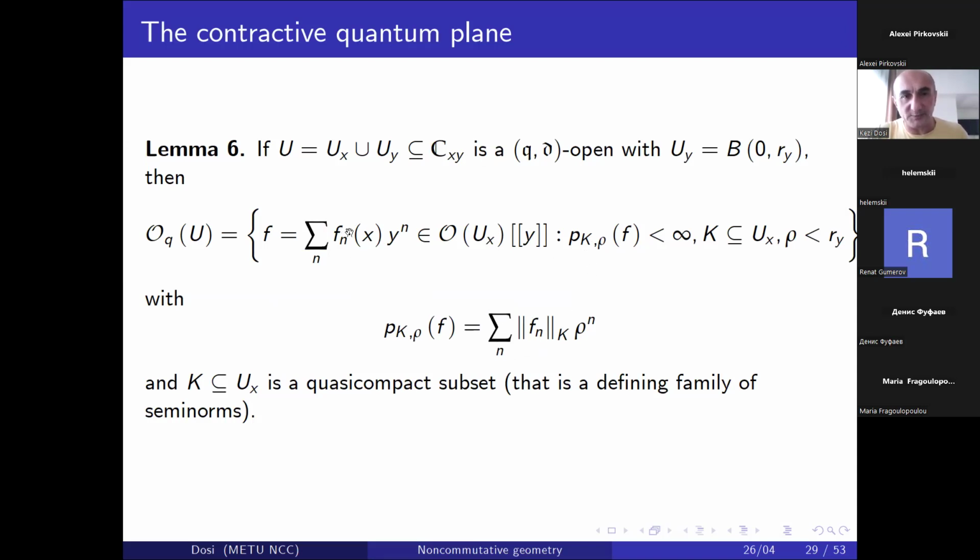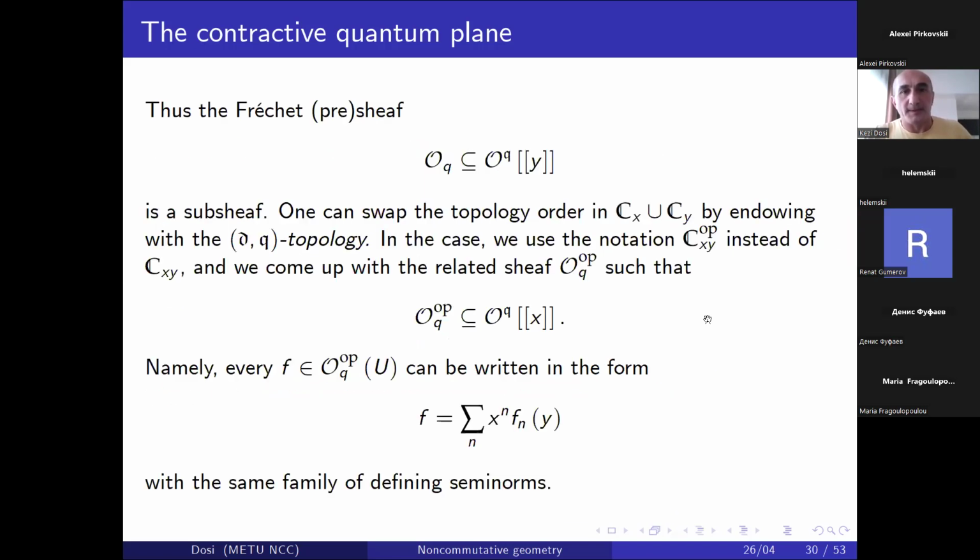So what you're doing here, for this one, I'm taking the standard seminorm, the sup seminorm over a compact set K. K is a quasi-compact set. Rho is just less than Ry. So I'm taking those power series, or formal power series, which in some sense absolutely converge. Okay, so that's like a Fréchet space. It can be described like that, with a defining family of seminorms. So my sheaf or presheaf is actually a subsheaf of this one, the Q formal power series.